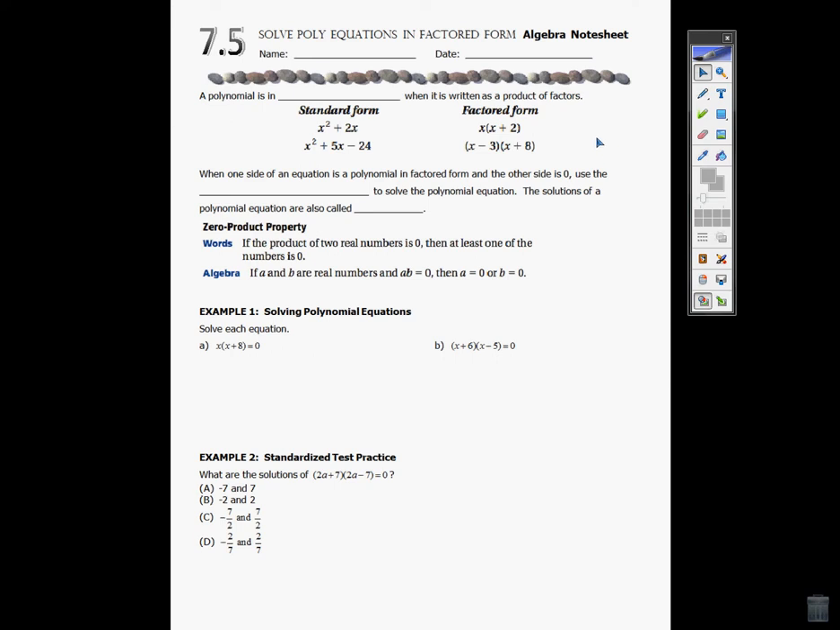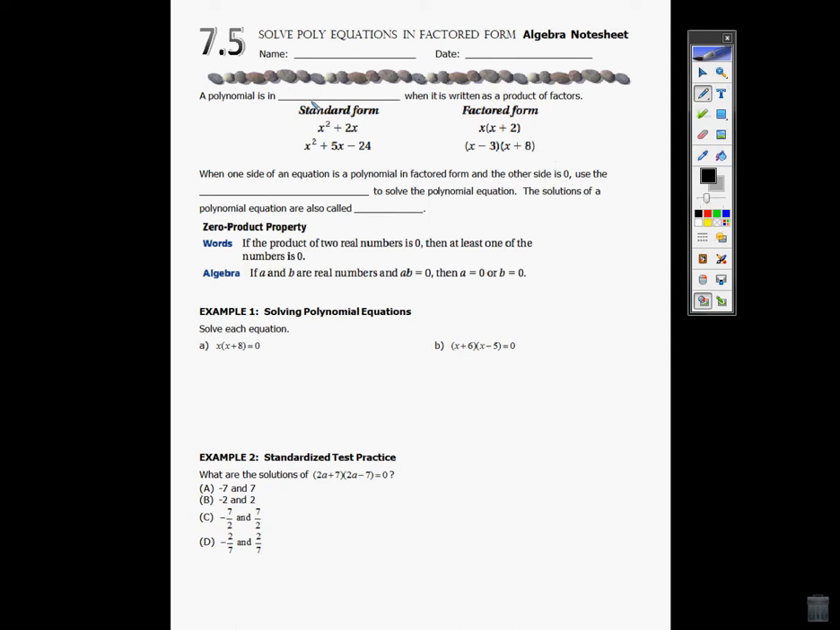Hello everybody. Today we are doing 7.5, and that is solving polynomial equations which are in factored form. So what we need to do first, before we can even talk about solving, is talk about what it means to be in factored form. Now we're not actually going to go through and deal with finding factored form right now. That'll be a little bit later. But just to see the difference between standard form and factored form.